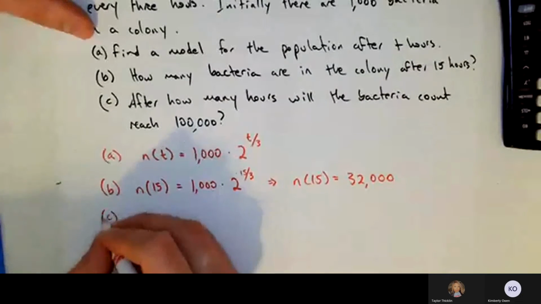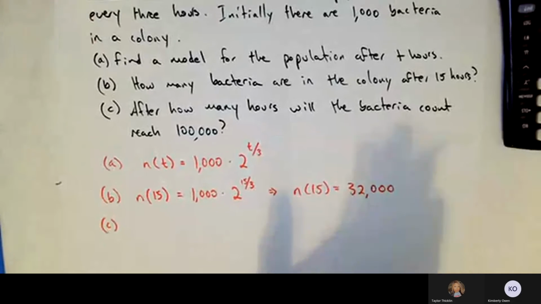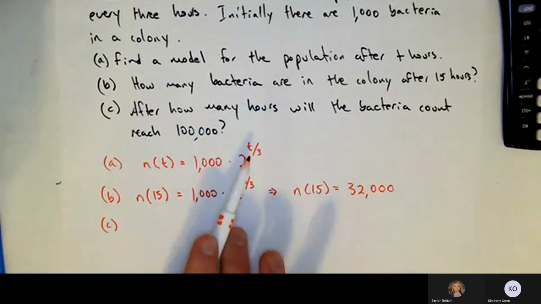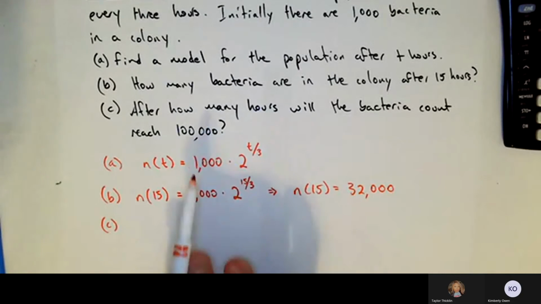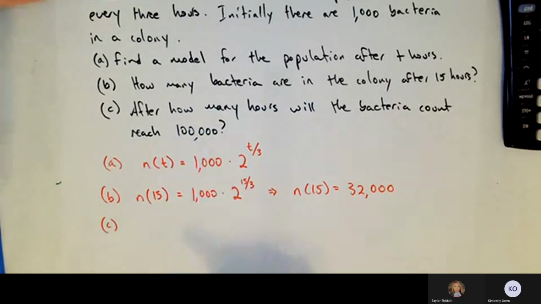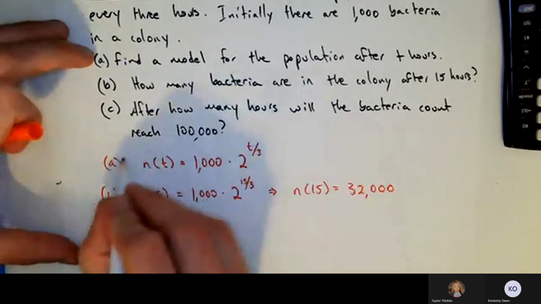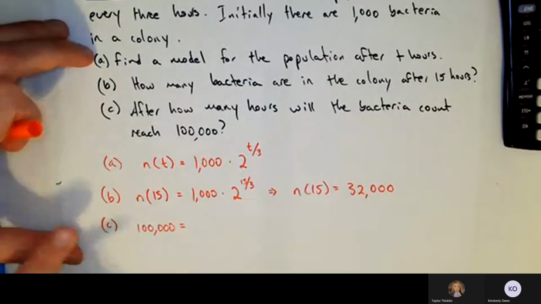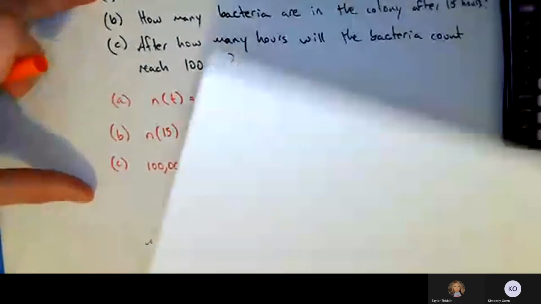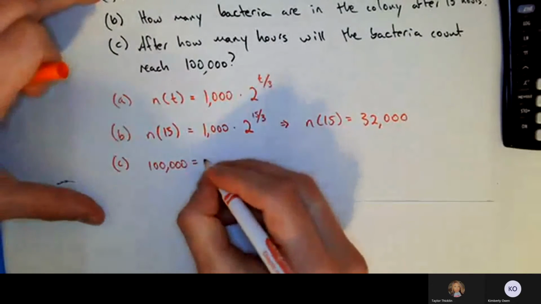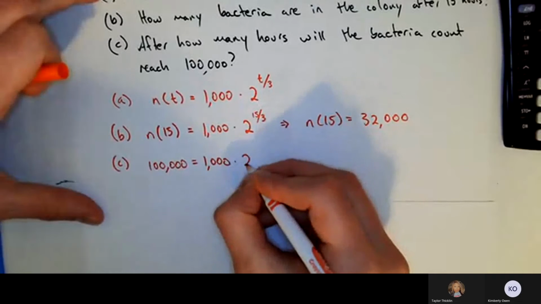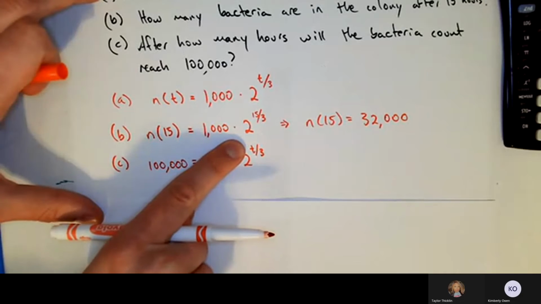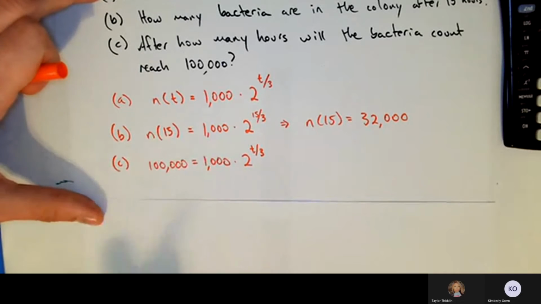Part C is a little bit more involved because it says after how many hours. So how many hours tells me they are asking for T. Will the bacteria count reach 100,000? So now what they're telling me is in this formula, N of T now is equal to 100,000. So I literally replace N of T with 100,000. And then I carry the formula over with T still being unknown, right? Because that's what I'm asked to solve for.